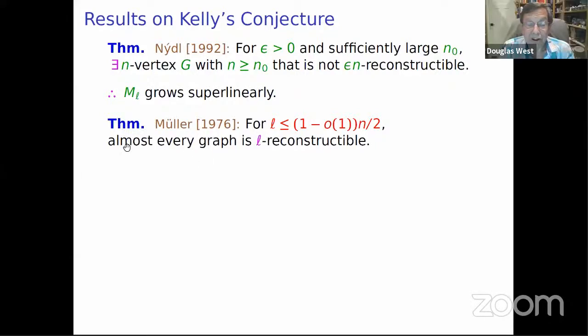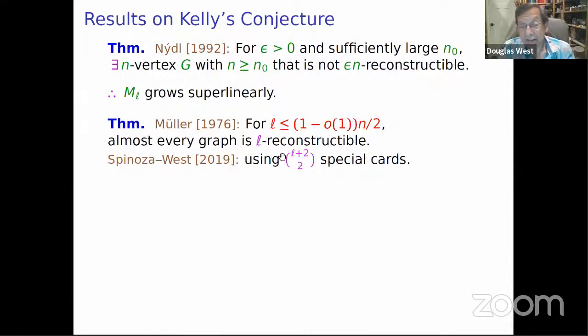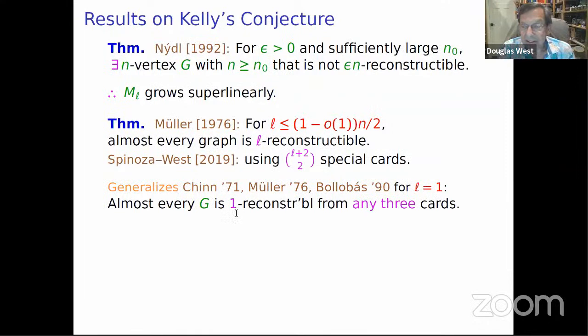If n is at least twice L, then almost every graph will be L reconstructible, meaning the fraction of graphs that are L reconstructible will go to 1 as n goes off to infinity. With my student Spinoza, we were able to show that, in fact, this reconstruction only needs to use L plus 2 choose 2 of the n choose L cards. That generalizes an old result, well known when L equals 1, that almost every graph is reconstructible from, in fact, any 3 cards.